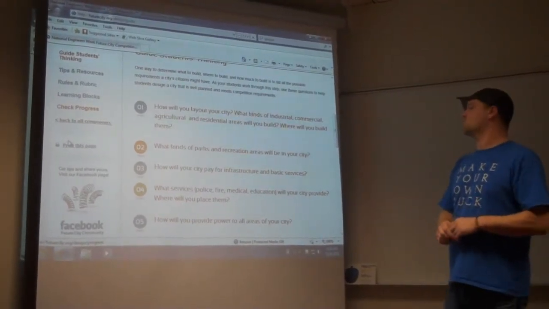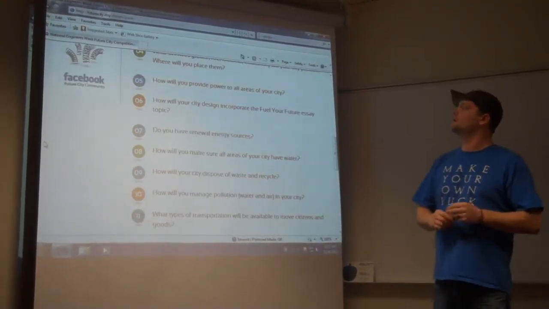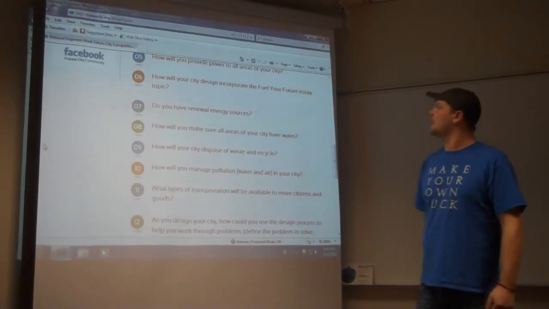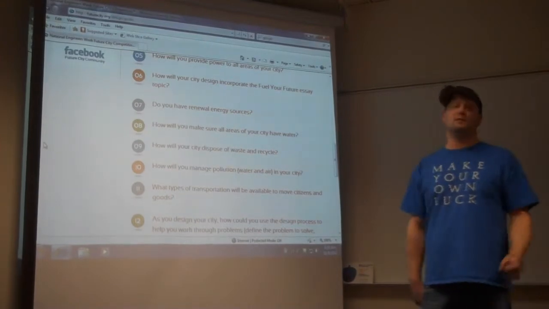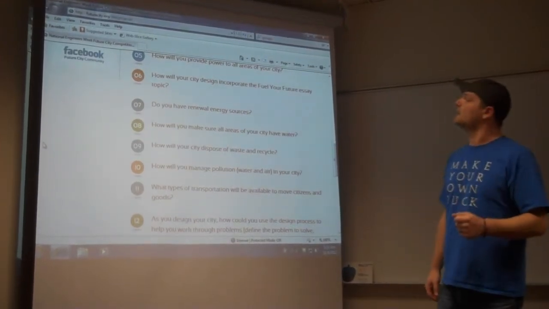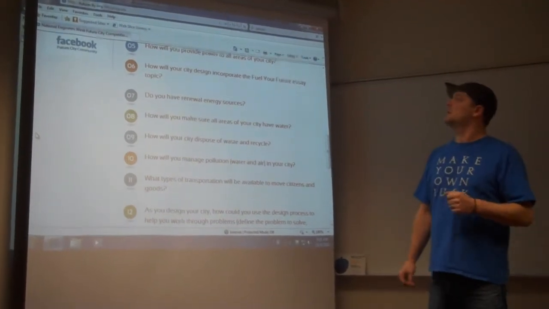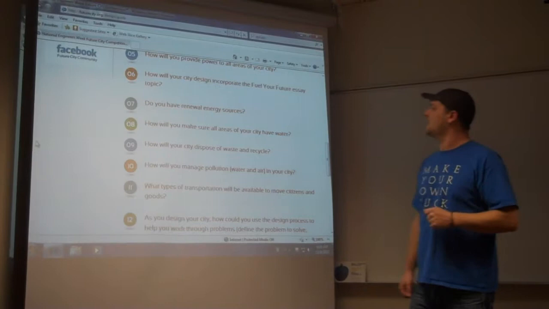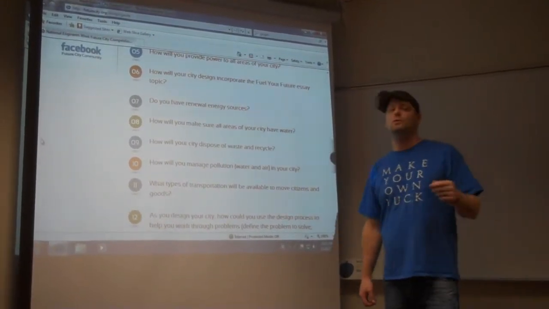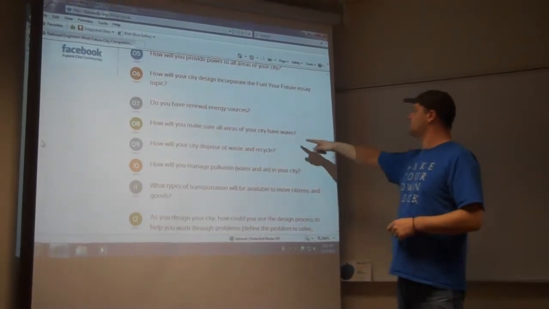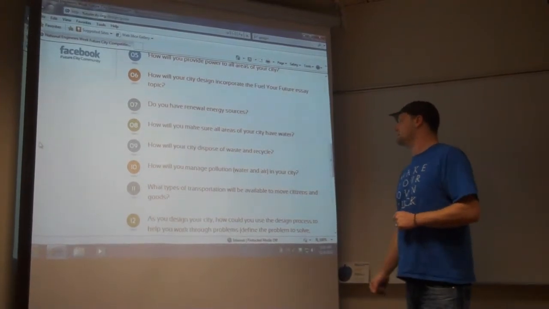Number 5, how will you provide power to all areas of your city? Scroll down a little bit more. You have number 6, how will your city design incorporate the fuel your future essay topic? That's something to keep in mind when you're writing your essay. Do you have renewable energy sources in your city? How will you make sure all areas of your city have water? Are you going to be by a river, an ocean? You have to make sure you put your city by a body of water so you have city water in your city. How will your city dispose of waste and recycle?